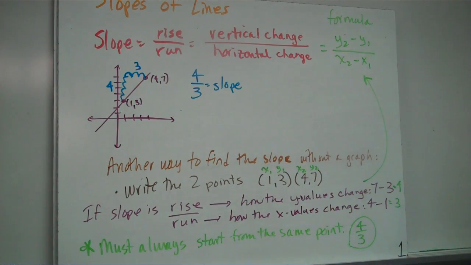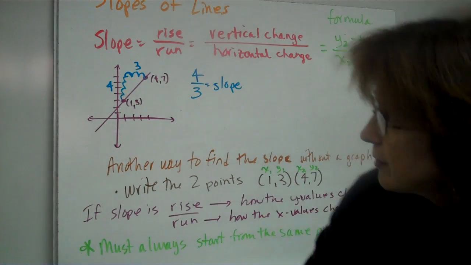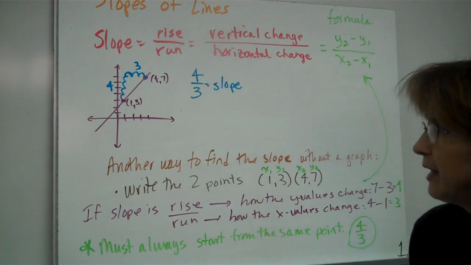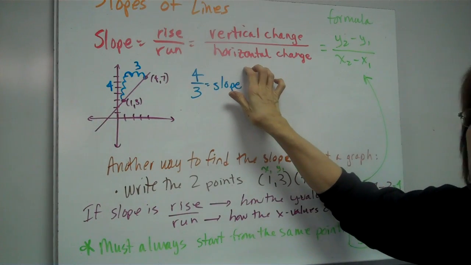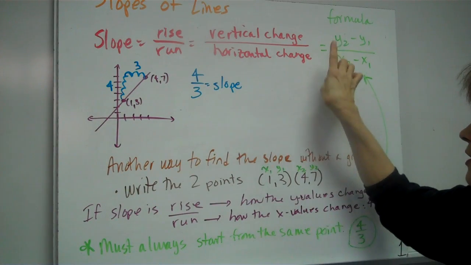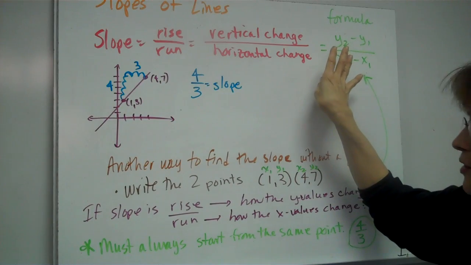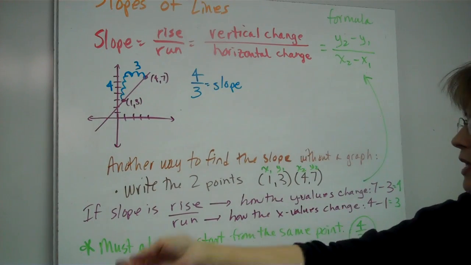Okay, so now we're going to talk about slopes of lines. To start with, let's review a little bit again. Remember, the slope is a rise over the run. It's a vertical change over the horizontal change. And we're even going to get into a little bit of algebra here. So we're just going to touch on it and get into it more later.